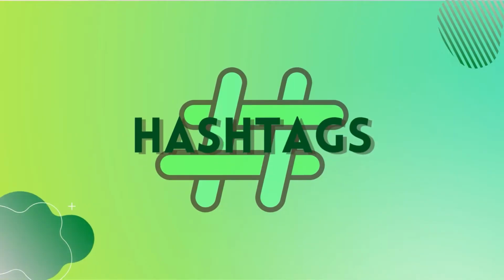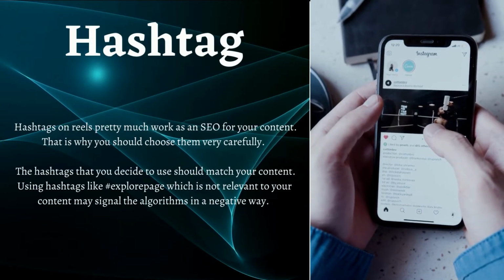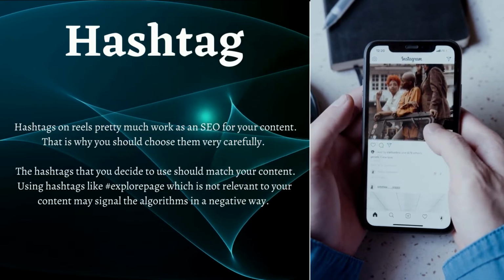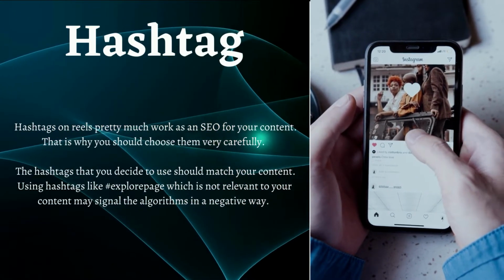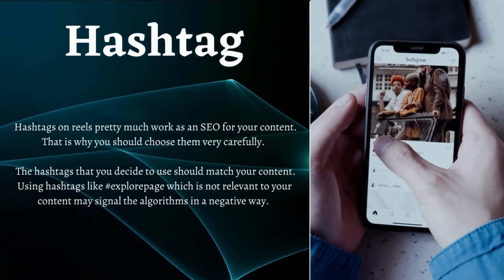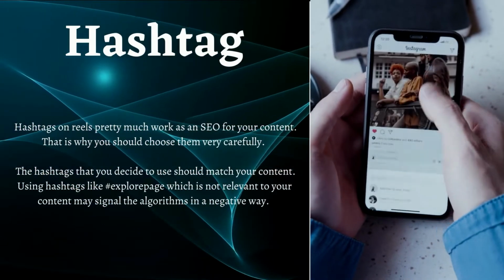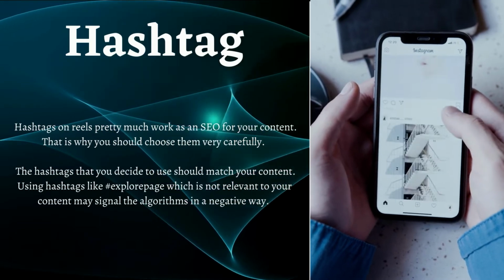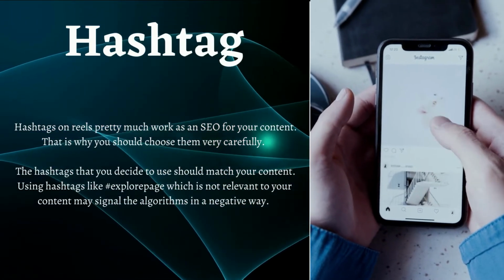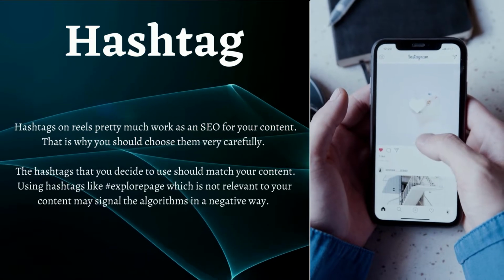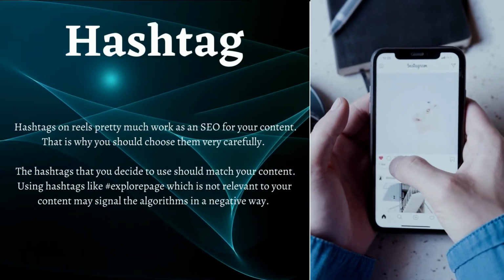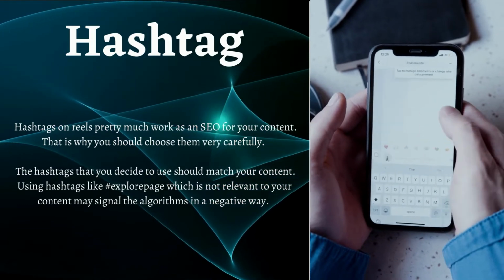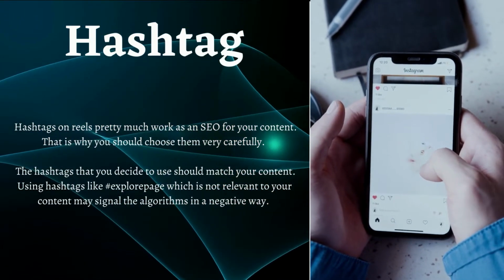The next one is hashtags. One thing that people miss out on is using relevant hashtags on their Reels. Hashtags on Reels pretty much work as an SEO for your content. That is why you should choose them very carefully. You can discover hashtags related to your line of work and post content accordingly. The hashtags that you decide to use should match your content. Using hashtags like #ExplorePage, which is not relevant to your content, may signal the algorithms in a negative way.